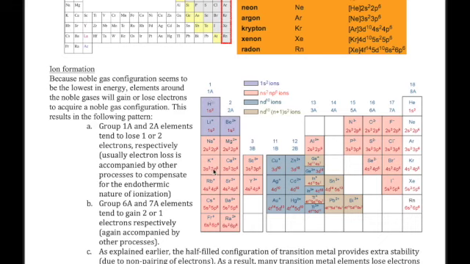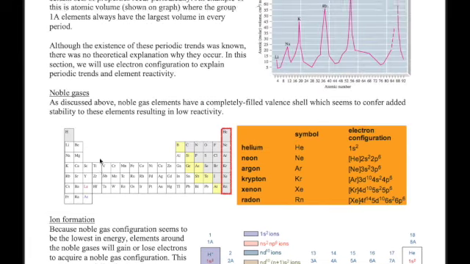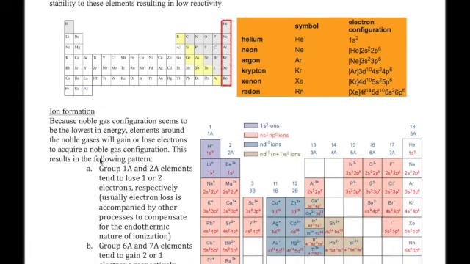For something like a group 1A element, the valence electron happens to be in the s orbital, and it's only one valence electron. Because noble gases are so stable, the elements that are not noble gases would like to adopt the electron configuration of a noble gas, and they can do that by either gaining or losing electrons. For these elements here in group 1A and 2A, the easiest thing for them to do to make themselves look like a noble gas is just to lose the electrons. So that's really how we can explain why certain ions are formed.